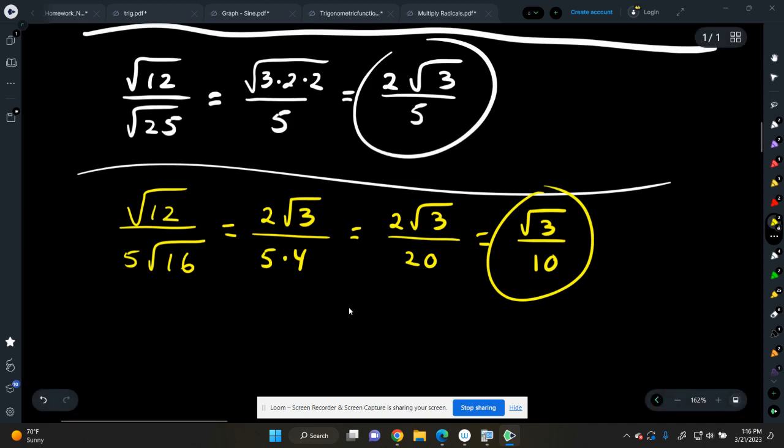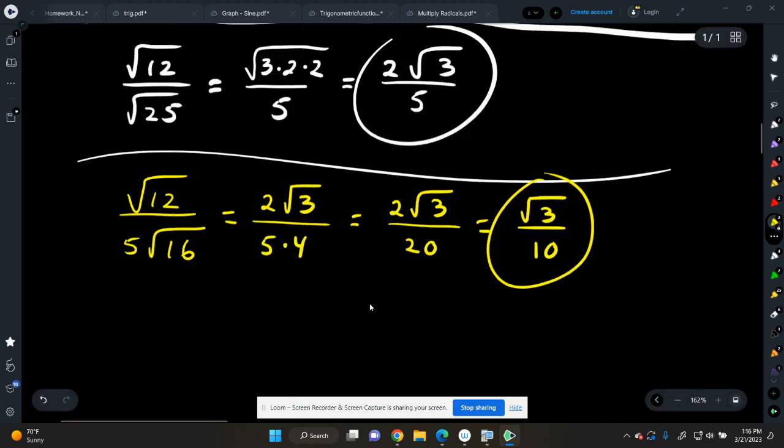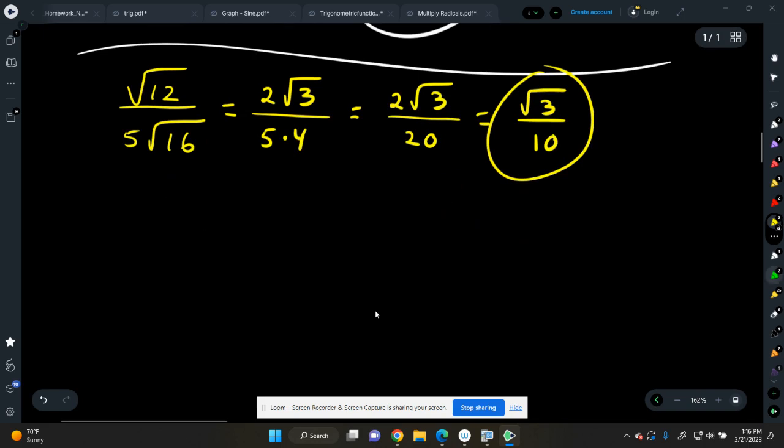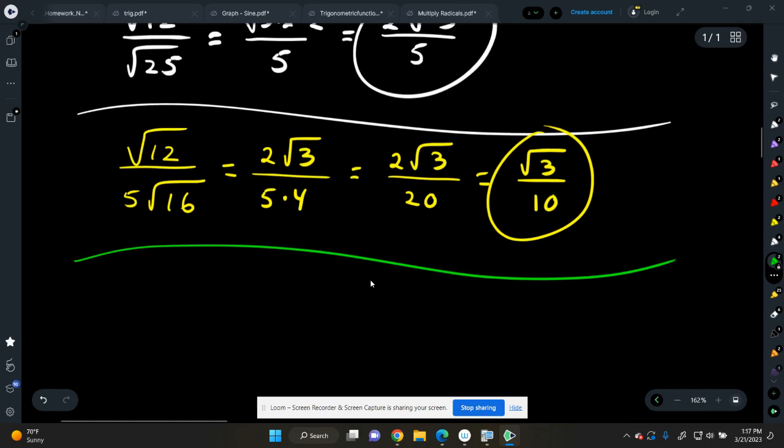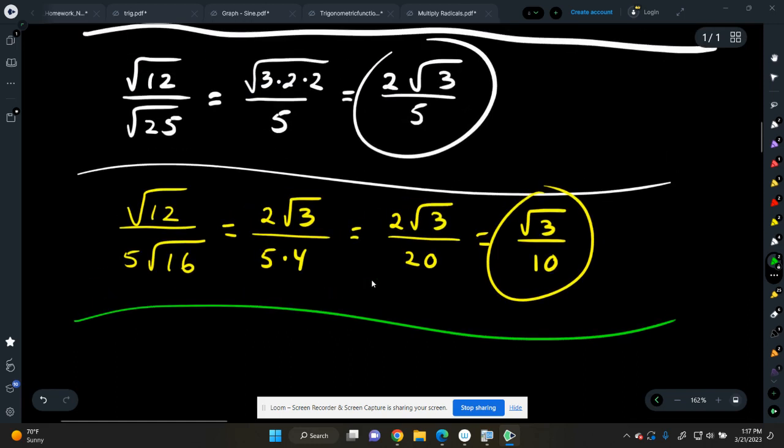Okay. We're only going to do 3 more, and then we're going to call it a day. How do we get the 3 up at the top? Where did the 2 go? The 2 and the 20 reduced to 1 over 10. So there's a 1 here.